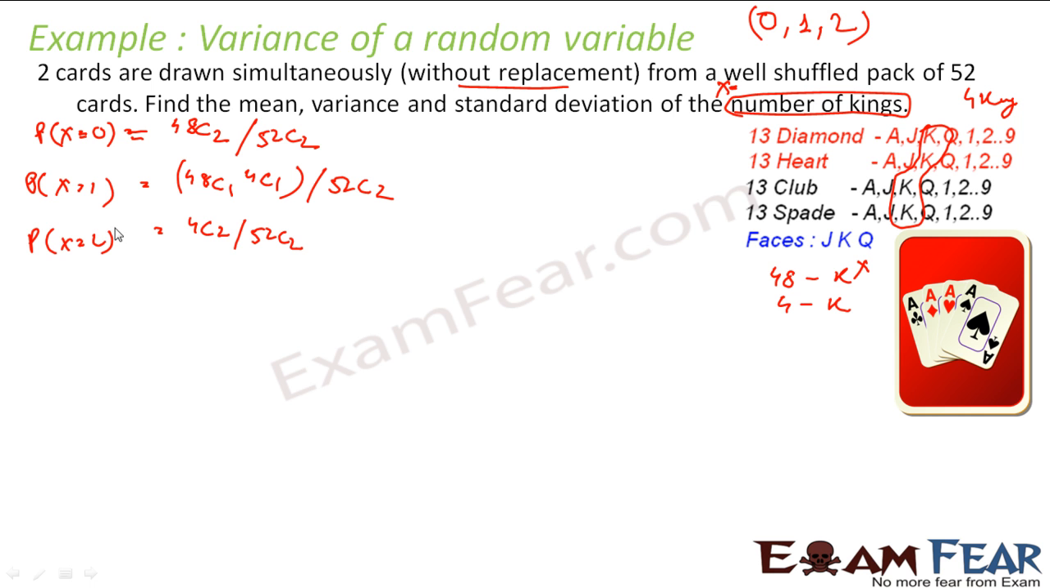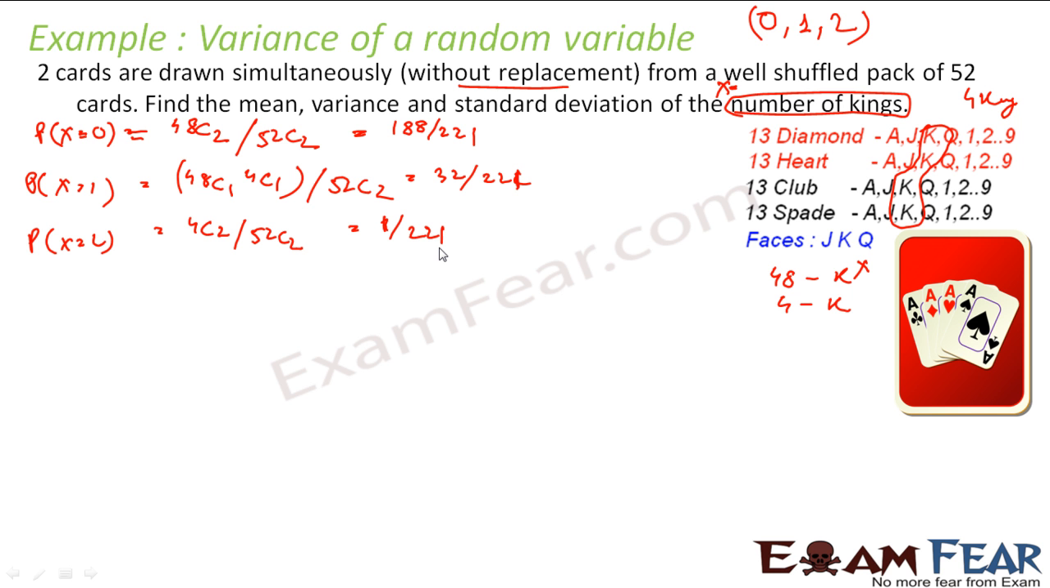We have done this in previous classes, how to find such probabilities. So none of them is a king, you take 2 cards from 48 cards. One of them is king, you take 1 card from 48 non-king cards and 1 card from 4 kings. Both cards from kings, right? So this comes out to be 188 by 221. This comes out to be 32 by 221. And this comes out to be 1 by 221. Correct? This is my probability distribution.